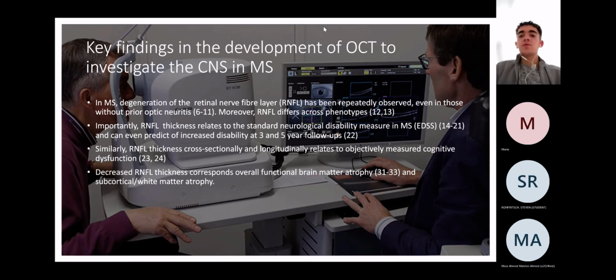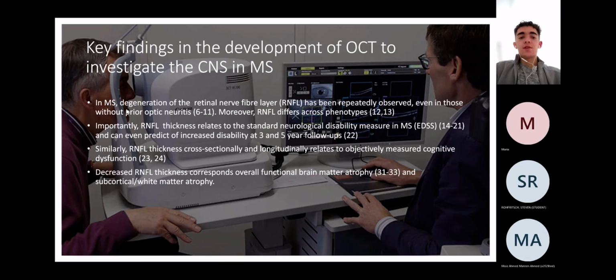And also, the thickness relates to the standard EDSS neurological disability scale in MS and can even predict increases in disability 3 years, 5 years, and more recently 10 years, from imaging. And similarly, the thickness cross-sectionally and longitudinally relates to objectively measured cognitive dysfunction, right? Cross-sectionally would mean it's relating to it at the same time point, and longitudinally means you can predict changes in objective cognitive performance across time, right?